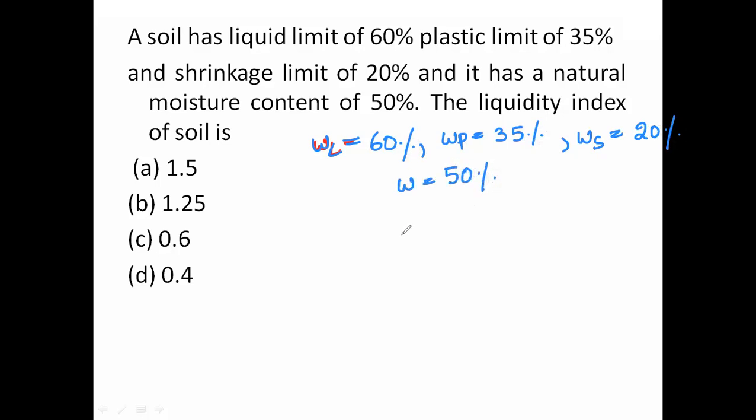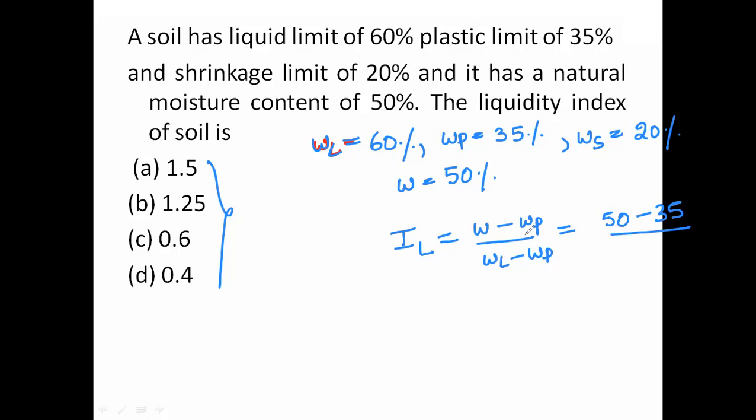Then what is the liquidity index? The liquidity index is IL. It can be written as (W minus WP) all divided by (WL minus WP), in terms of ratio, because the options are in terms of ratio, so no need to multiply by 100. W is 50 minus 35, divided by WL, which is 60, minus 35.